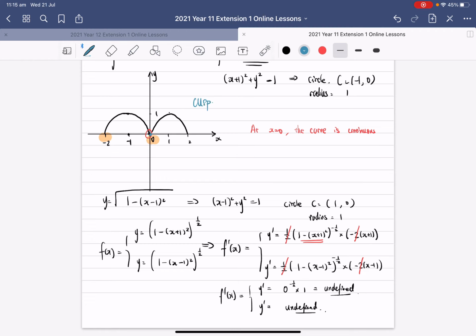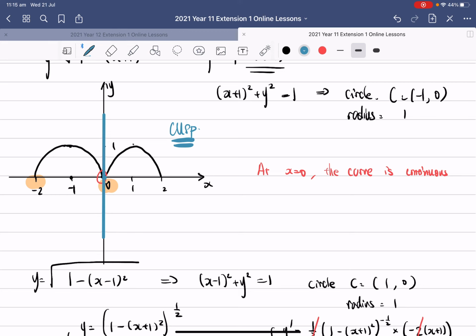Okay, so I was thinking it shouldn't be differentiable at that point. Oh, that's a bit too thick. All right, that's better. So we've got a vertical tangent. Okay, so it's actually called a cusp at this point, where we'll have a vertical tangent.